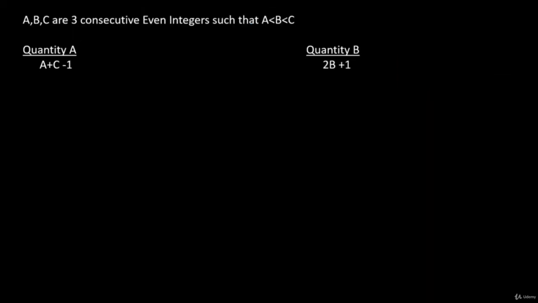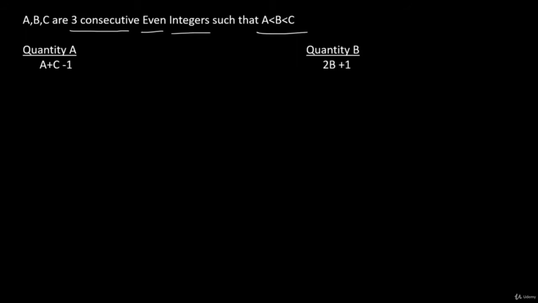Let's do this question. A, B, C are three consecutive even integers such that A less than B less than C. Quantity A is A plus C minus 1 and quantity B is 2B plus 1. Pause the video, give it a try, and then let's do it together.